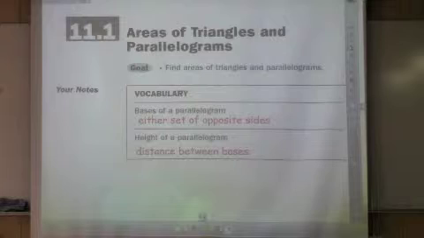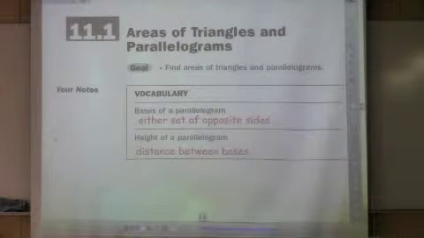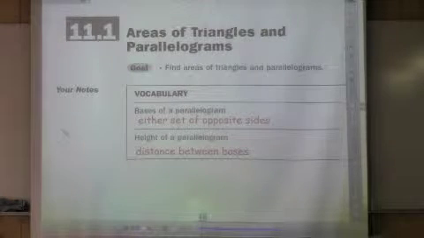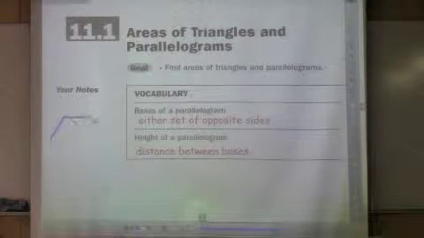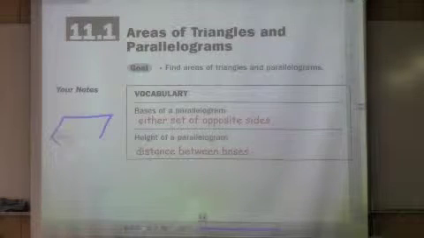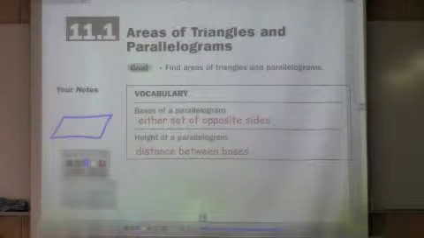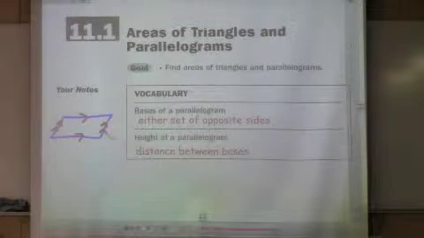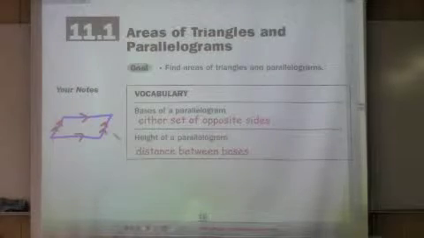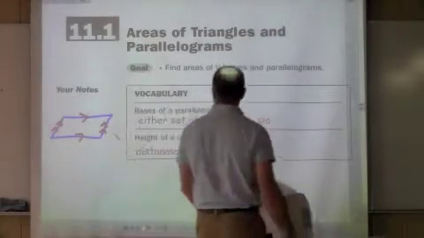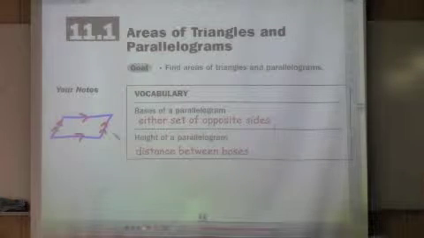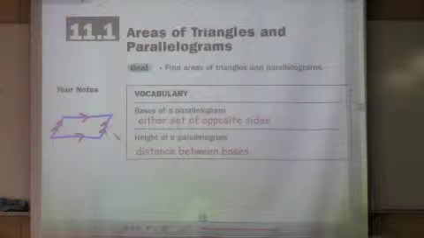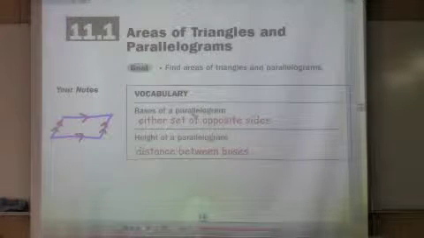Two quick vocab words. You've got bases of a parallelogram. Well, what is a parallelogram? Quick review. You should know. Steve? It's a quadrilateral with 2 sets of parallel sides. Quadrilateral, 4 sides, 2 sets of parallel sides. So we've got a set of parallel sides here and a set here. Opposite angles are always what? Congruent. Opposite sides are always congruent. Okay, very good.